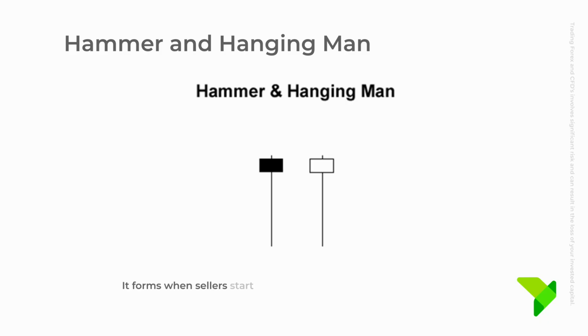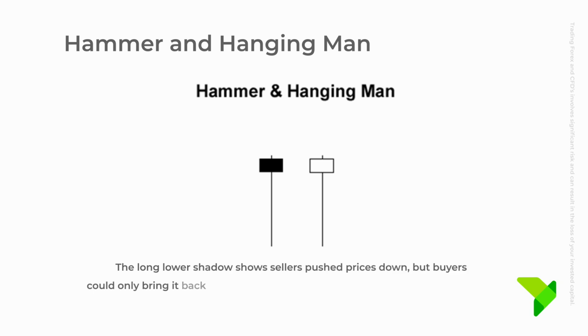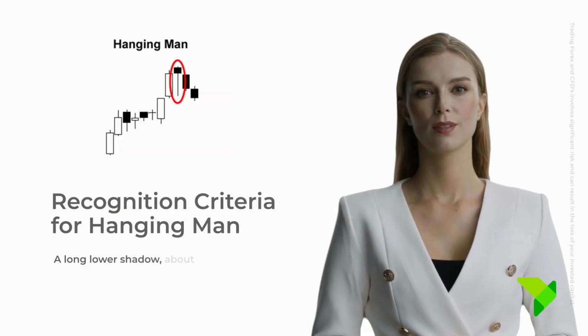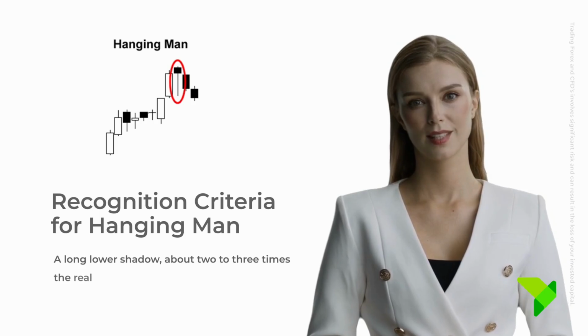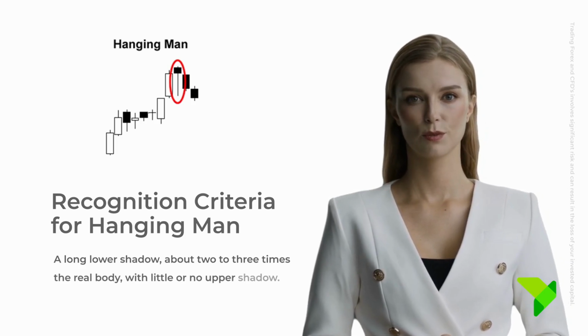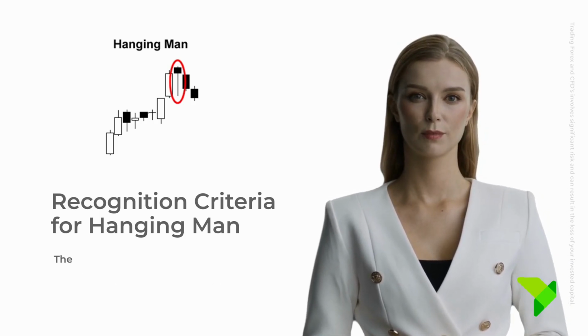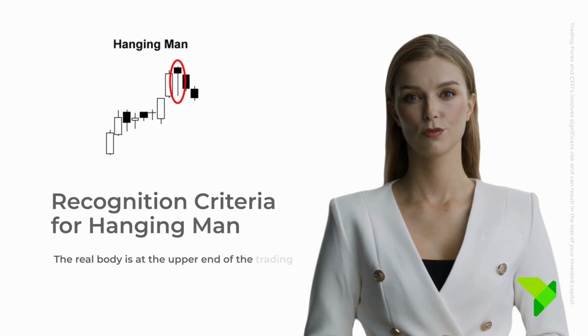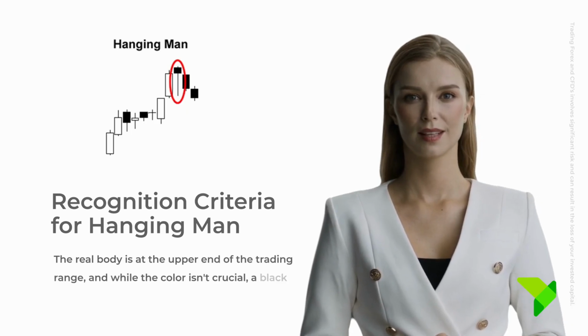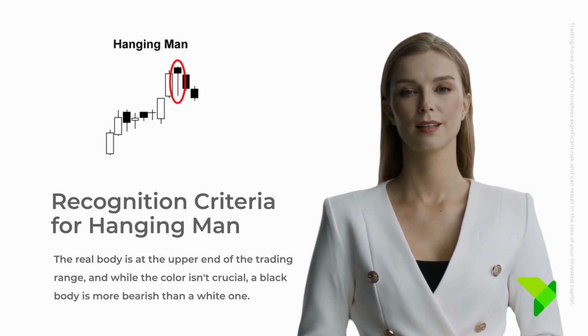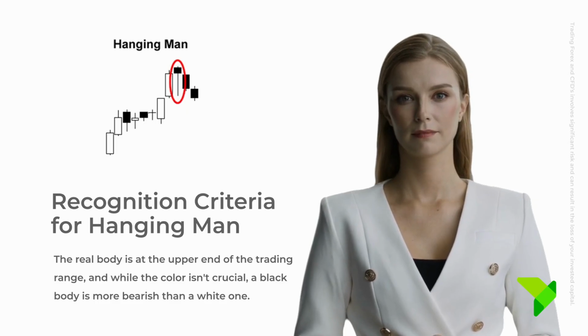It forms when sellers start to outnumber buyers during a price rise. The long lower shadow shows sellers pushed prices down, but buyers could only bring it back near the open, indicating weakened buying momentum. A long lower shadow, about 2 to 3 times the real body, with little or no upper shadow. The real body is at the upper end of the trading range, and while the color isn't crucial, a black body is more bearish than a white one.